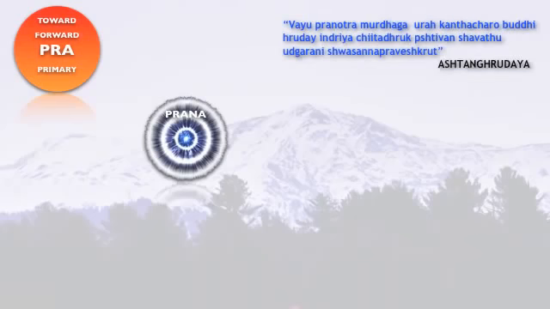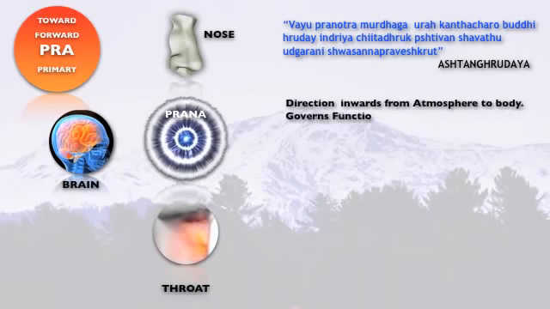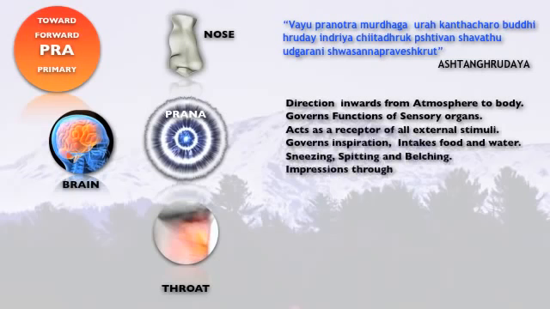Ashtang Hriday gives description of Pranavayu as Pranadi Bheda Panchatma Vayu Pranotra Murdaga Ura Kantasharo Buddhi Hriday Indriya Chitta Dhruka Shtivan Shavatu Udgarani Shwasa Anna Praveshakrut. Pranavayu is located in the brain, nose, and throat. Pranavayu functions in the head, neck, and chest region, and the direction of its action is from the atmosphere to the inside of the body.